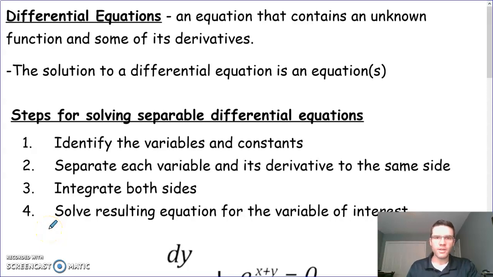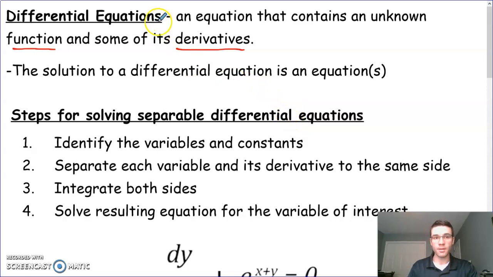Okay, this video is your first intro to being able to solve problems where forces change. They vary based on velocity. And to do that, we need to understand what a differential equation is. Differential equations are types of equations that contain an unknown function and some of that function's derivatives. And I'll show you an example of that here in a second.